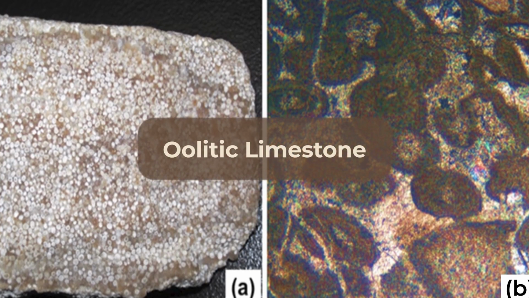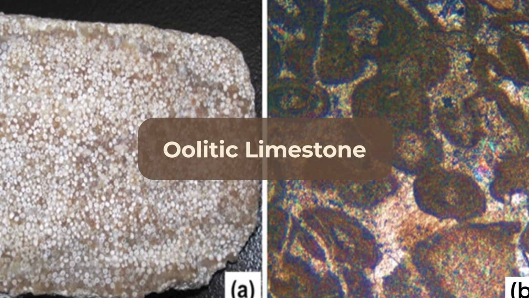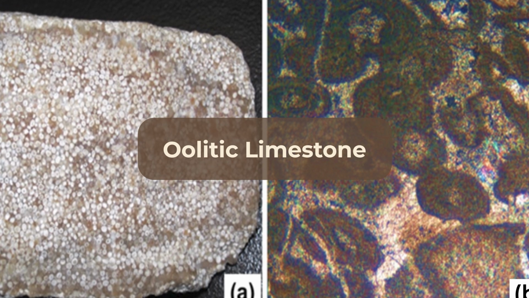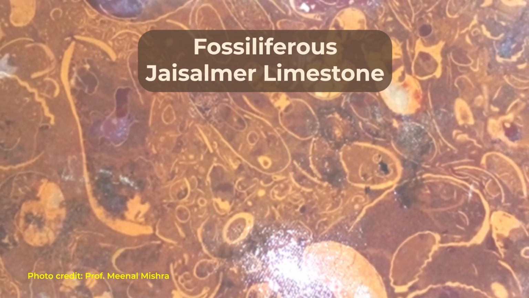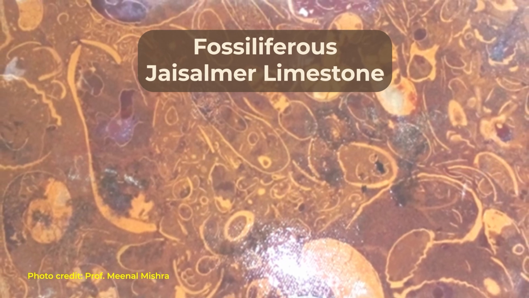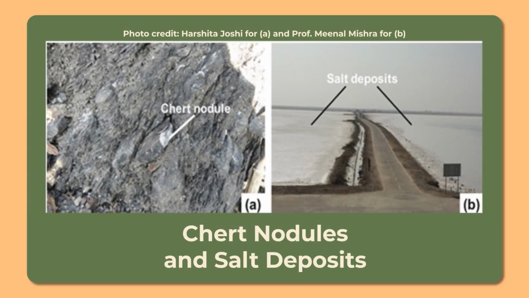There are oolitic limestones, the oolites you can see, rounded ones, and there are also pisolites, and you can see more oolitic limestone in the thin section on the right side. There is a fossiliferous Jaisalmer limestone, with fossils. There are chert nodules here, and there is a salt deposit.